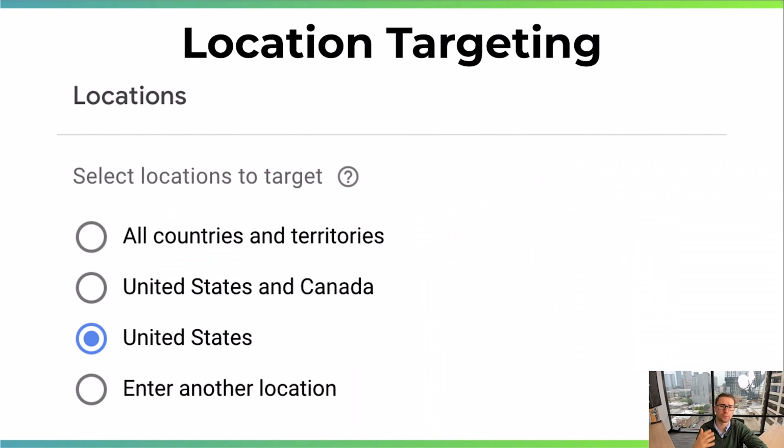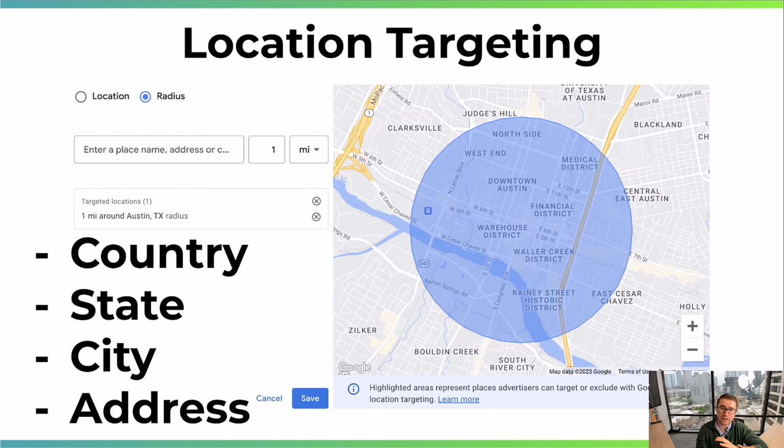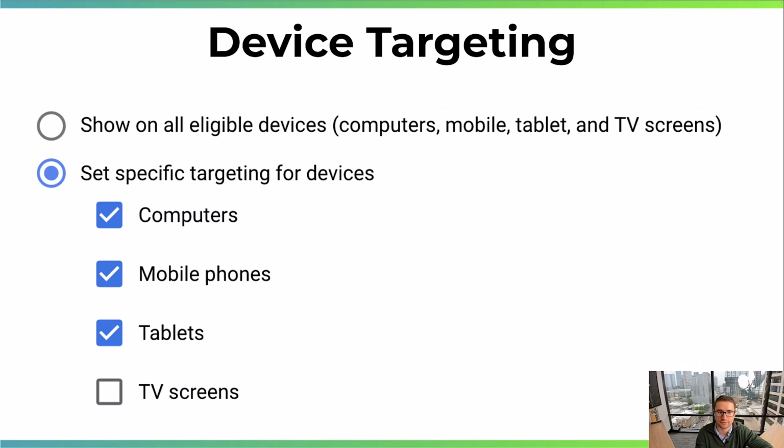So some of the basics, of course, you can use location targeting. So you can target specific locations. In this case, maybe it's United States, but you can choose any specific country or region. Now, you can even get granular with your targeting and go to country, state, city, or even a radius around a street address. Then from there, you have device targeting.